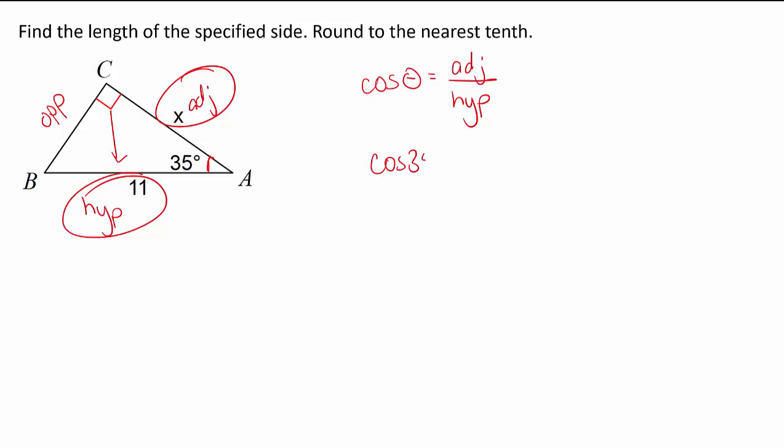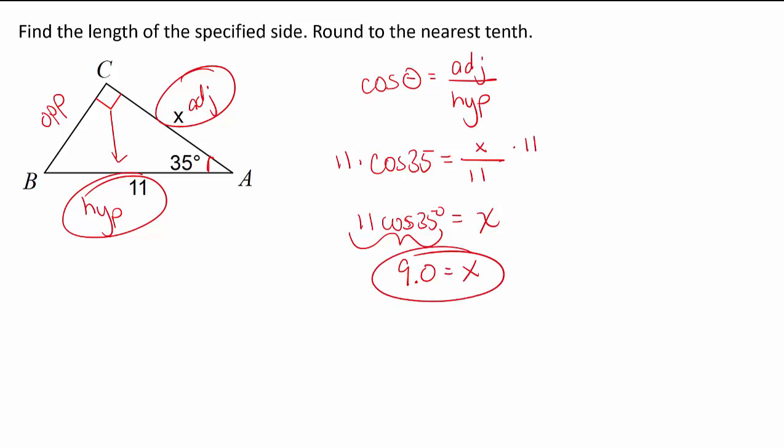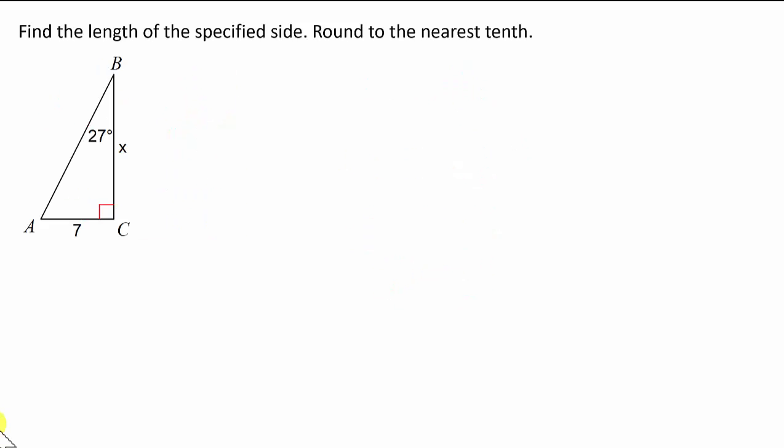Cosine of 35 degrees is equal to adjacent over hypotenuse. I can multiply both sides. I get 11 times cosine of 35 degrees is equal to x. And then again, I can just type that whole thing in my calculator, and you should get 9.0 when we round to the nearest tenth. That is the length of x. Okay, we have one more that I'd like for you to pause and try.